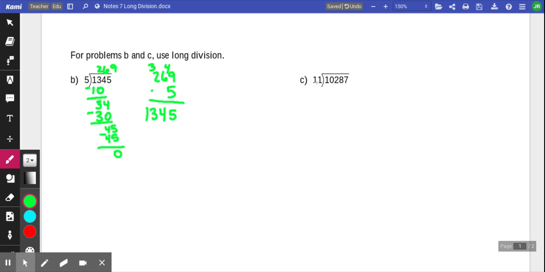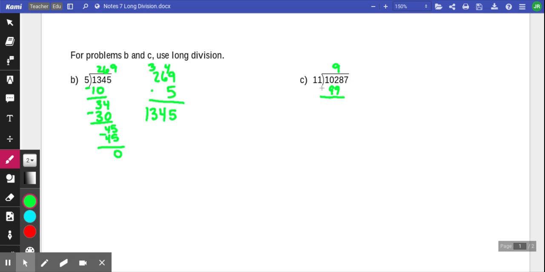All right, so you start off, 11 goes into 1? No, that's not possible. So 11 into 10? No, that's not possible. So then you go one more. 11 times what gives you 102, or as close to 102 as possible without going over? And the answer to that would be 9. So 9 times 11 is 99.